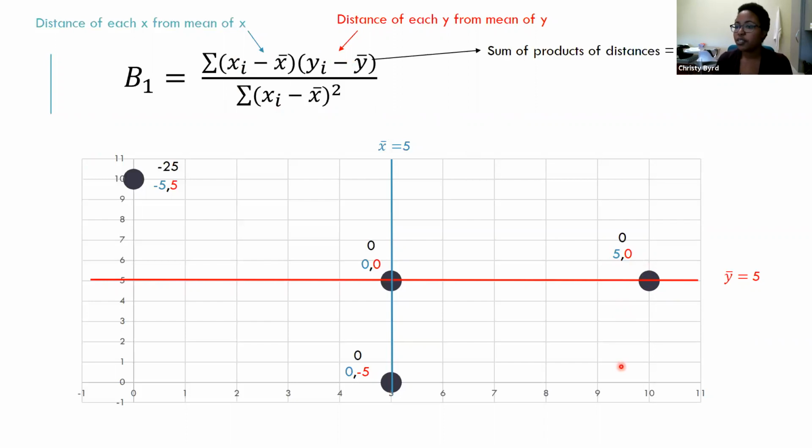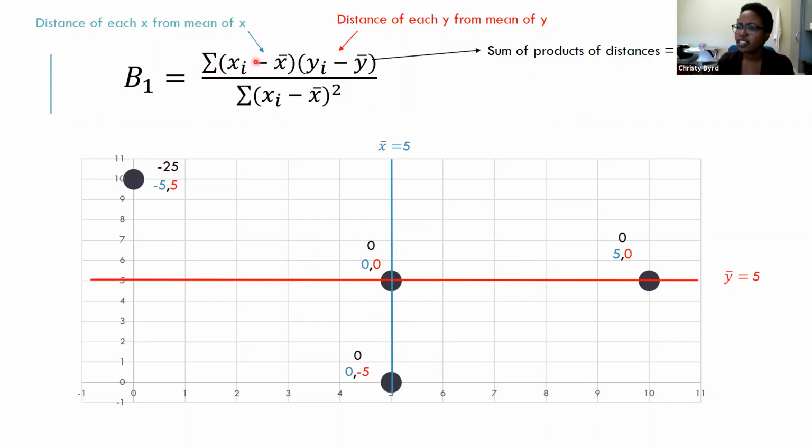So what we're going to do is multiply each of these distances together. So -5 times 5 is -25. 0 times 0 is 0. 0 times -5 is 0. And 5 times 0 is 0. So all of these zeros cancel out, and we just end up with the sum of the products of the distances being -25.